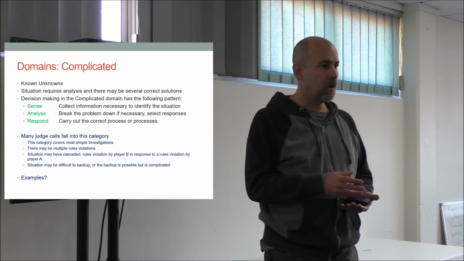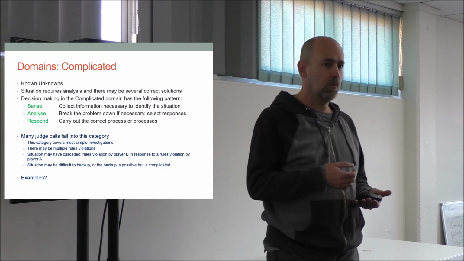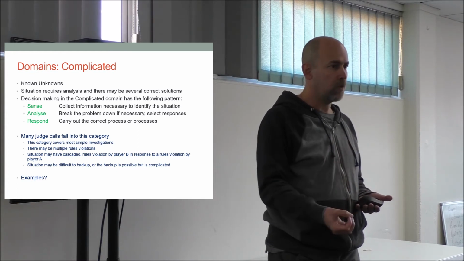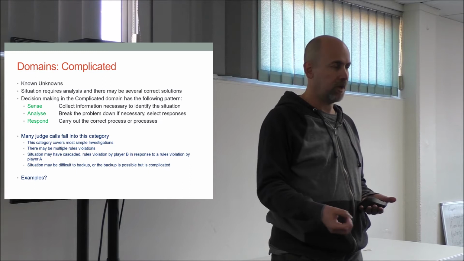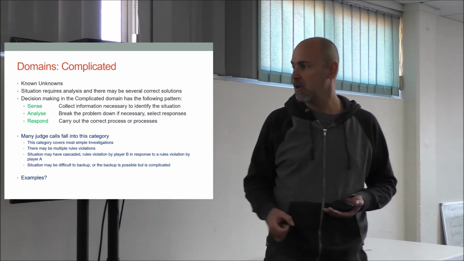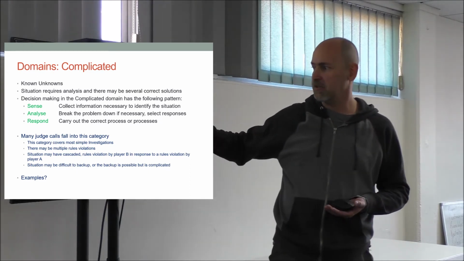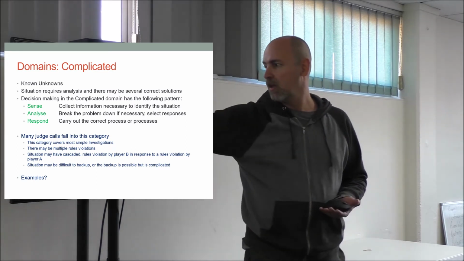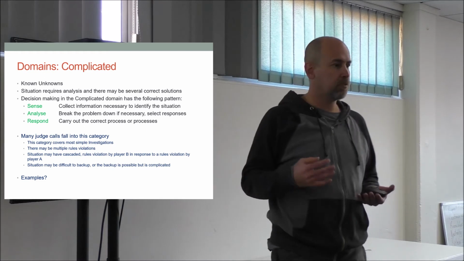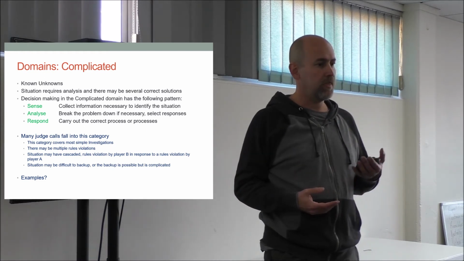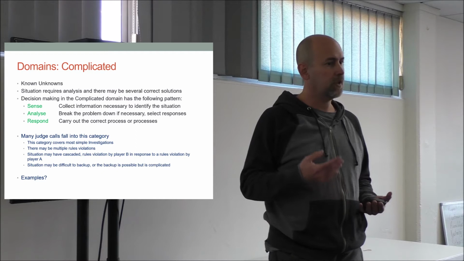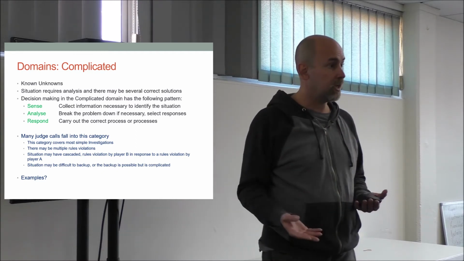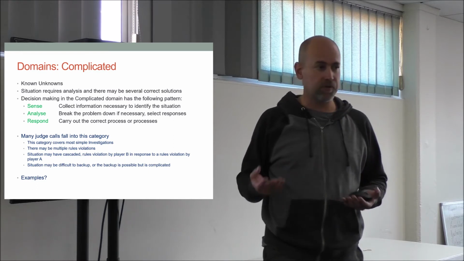Complicated: known unknowns. We've got a situation, and there are some questions that need to be answered. We know what those questions and issues are. We just have to ask the right questions. So we collect the necessary information to identify the pattern. We analyse and break the problem down. That can be through questions, or through basic investigations, and then we respond.